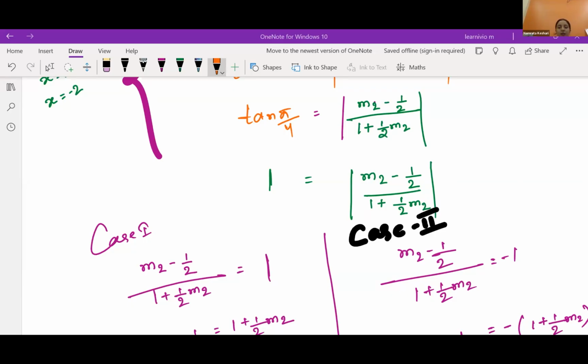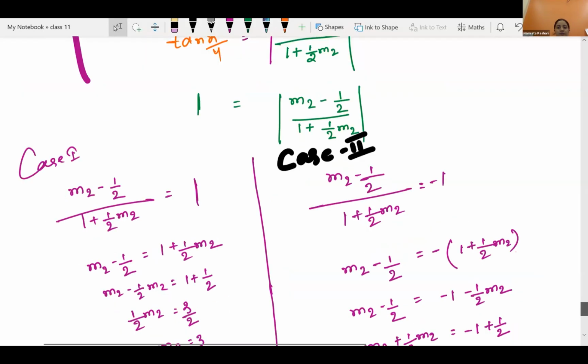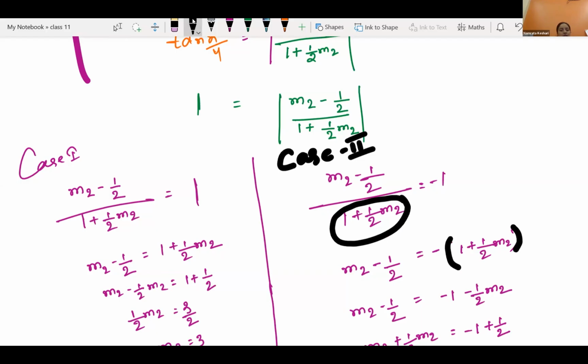Are you getting the other M2 as minus 1 by 3? No? See, at first we have done crisscross multiplication. This term gone to the other side, over here, and got multiplied with the negative. That is, it became negative 1 by 2 M2. Making sense?